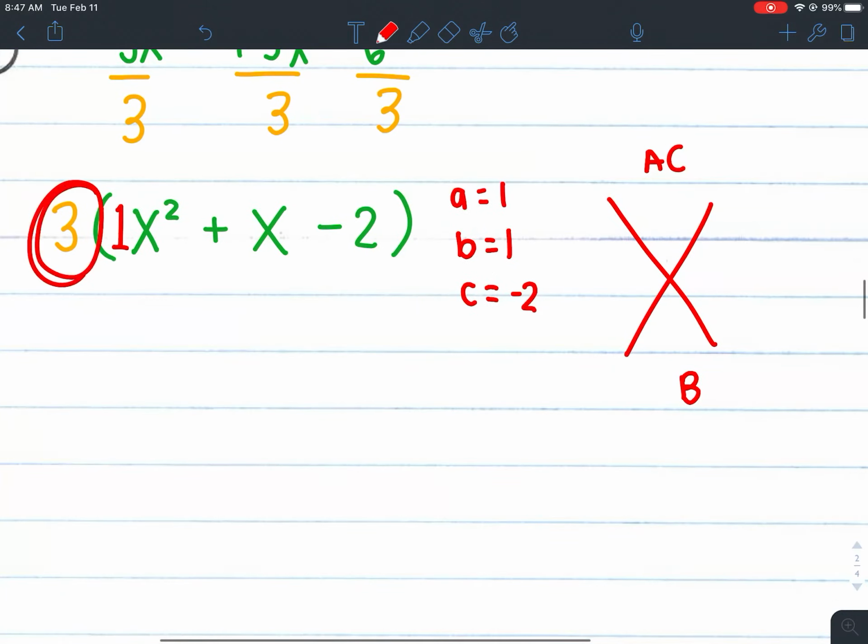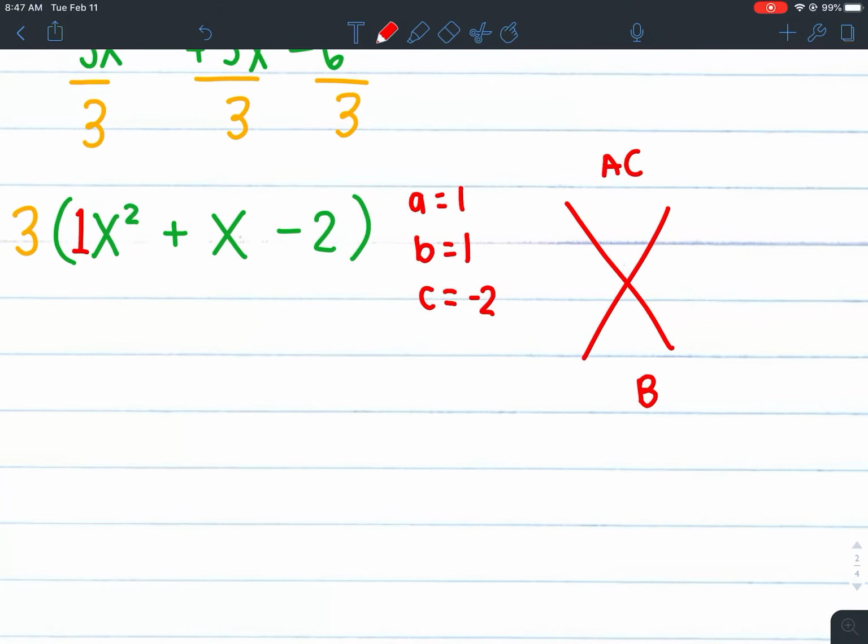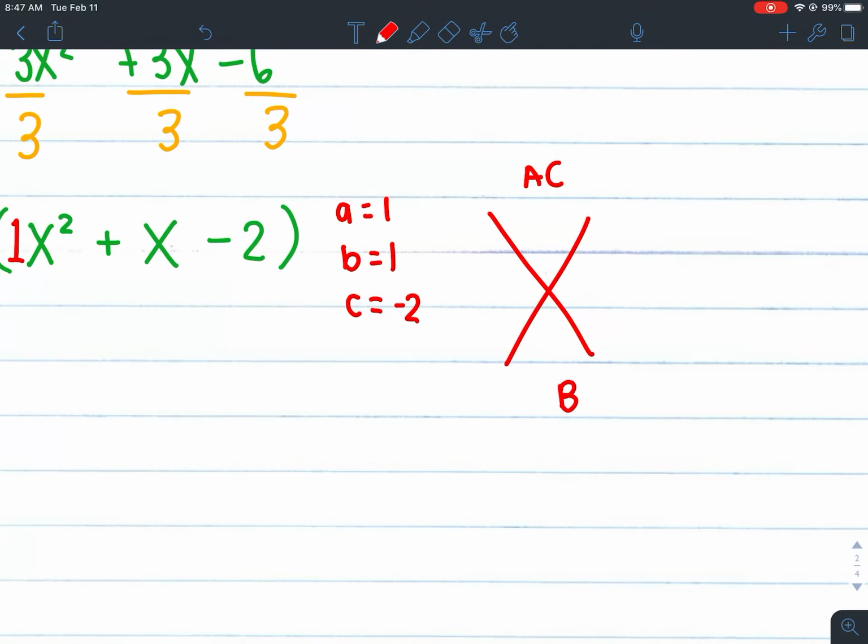Okay, now you're like, well, what about the 3? Isn't that A? That's our GCF. So just pretend like it doesn't matter right now. We're just looking inside these parentheses. So pretend like it's not there. All right, so we would do A times C, which is 1 times negative 2. That's going to be negative 2. And then our B is going to go at the bottom.